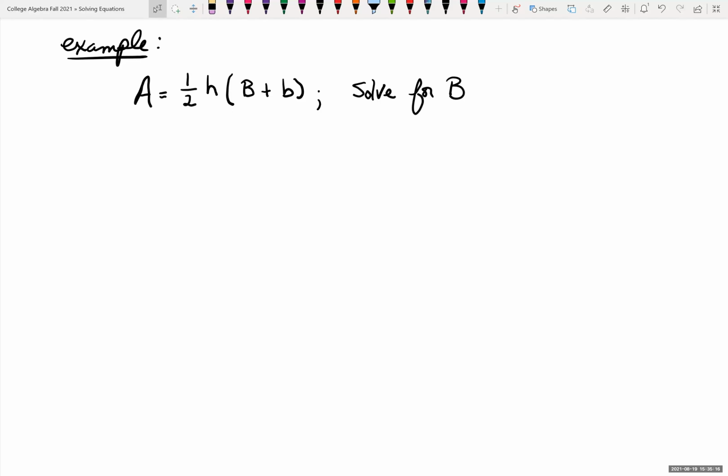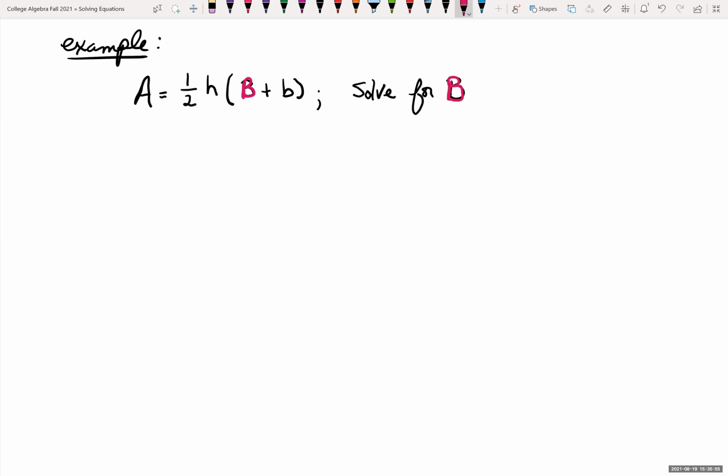Okay, so the next example, we have capital A is equal to 1/2 times h, and then the quantity, parentheses, capital B plus lowercase b, end of parentheses, and it says that we want to solve for capital B. So this is actually the area of a trapezoid. A lot of times when you're working with word problems, you might have multiple variables and you want to solve for one in terms of the other.